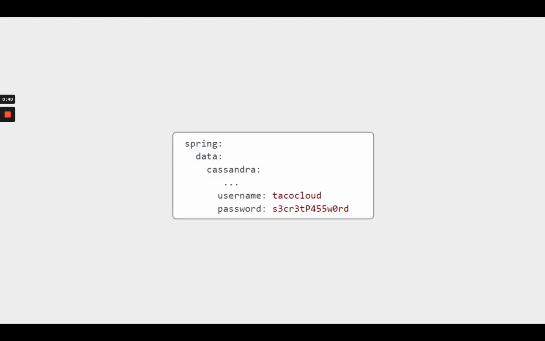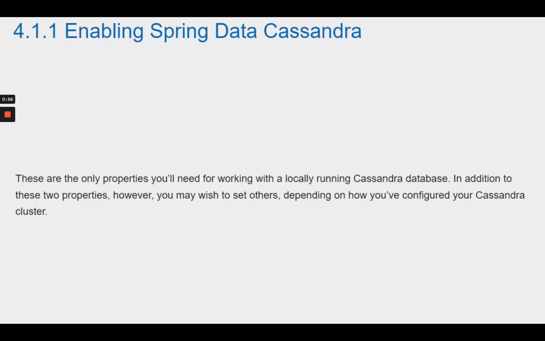You may also need to specify a username and password for your Cassandra cluster. This can be done by setting the spring.data.cassandra.username and spring.data.cassandra.password properties as shown next. These are the only properties you'll need for working with a locally running Cassandra database.